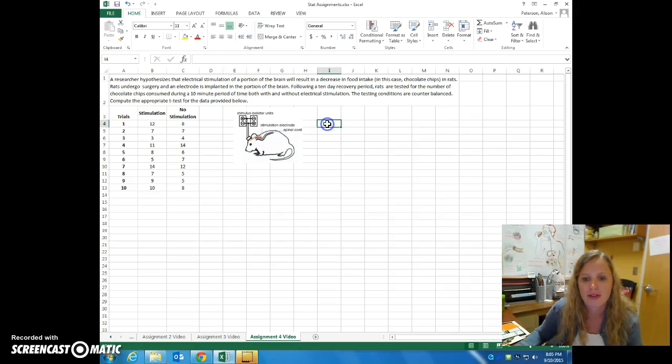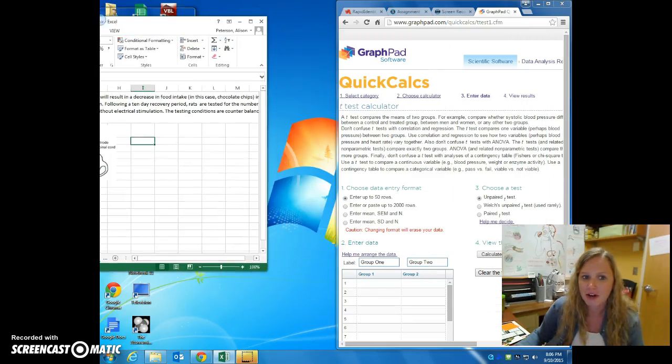Your null hypothesis, remember, is the opposite. The null hypothesis would say that there's going to be no difference between the rats that get stimulus or no stimulus, looking at how much they eat. So you then need to do a t-test to see if that is accurate or not.